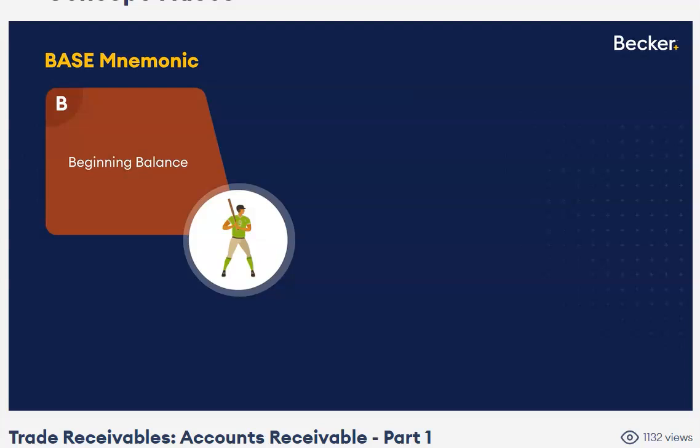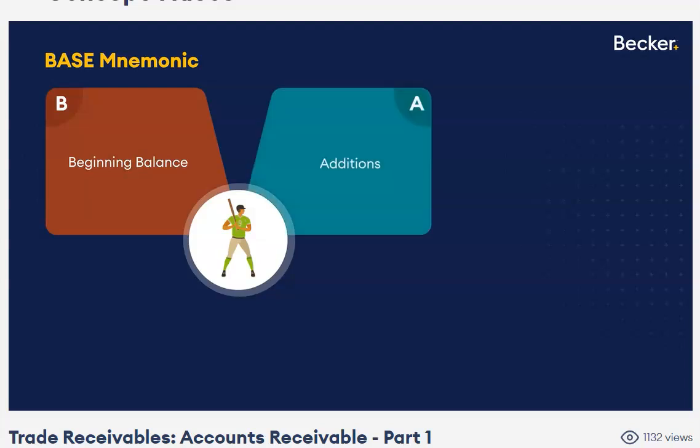After we hit the ball, we're going to start moving around the bases. We're going to go to first base. That's the A. That's additions. That's anything that's going to add to the account in that period. We round first, head to second. Now we've got the S, subtractions. That's anything that's going to reduce the balance during that period.